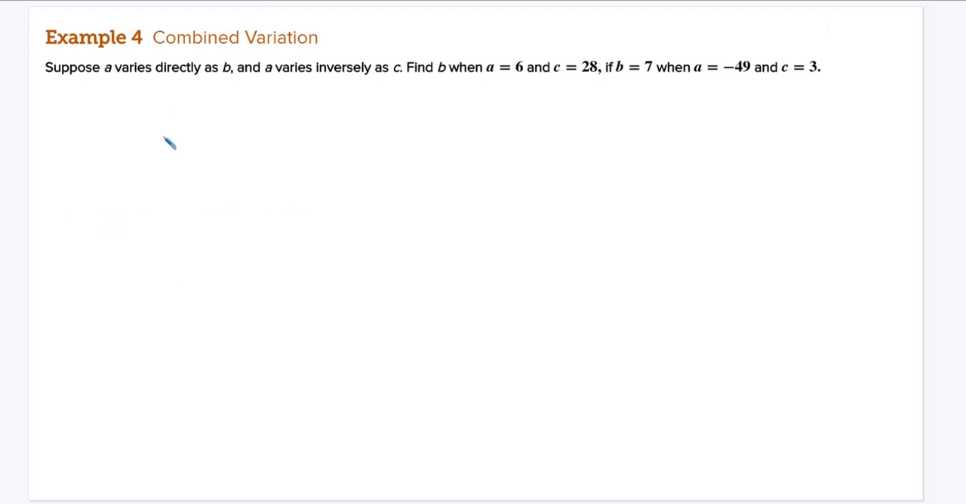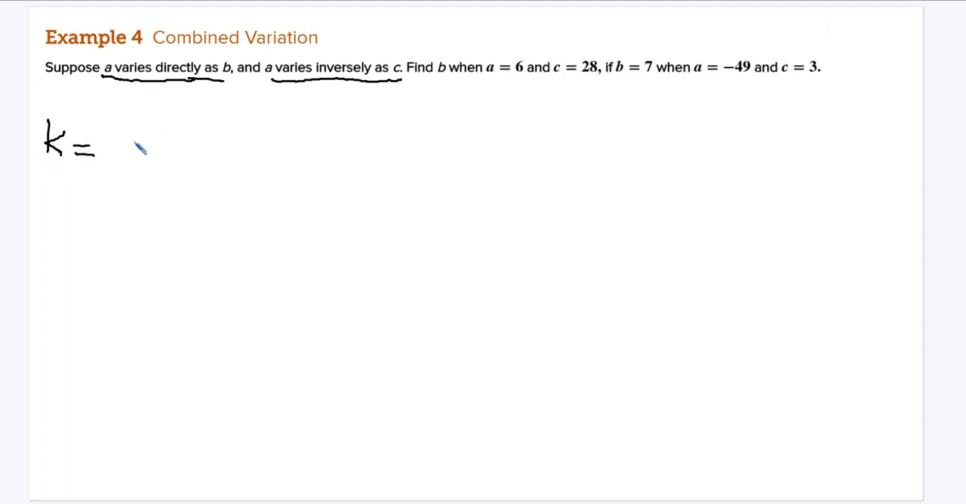Example 4 still on the same page, 489. Suppose A varies directly as B and A also varies inversely as C. Okay, that's important. Looks like this is the first time we have direct and inverse variations together. That is what you will see mostly in the exercise sets. So we are doing it the same way. K, the constant. A varies, right?